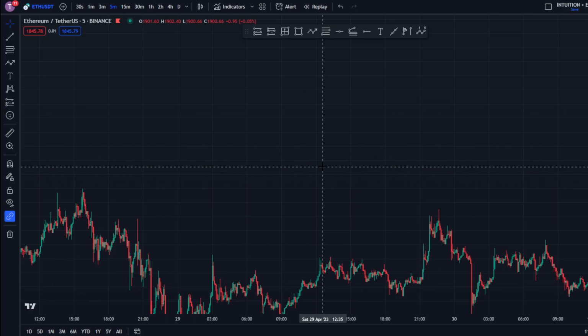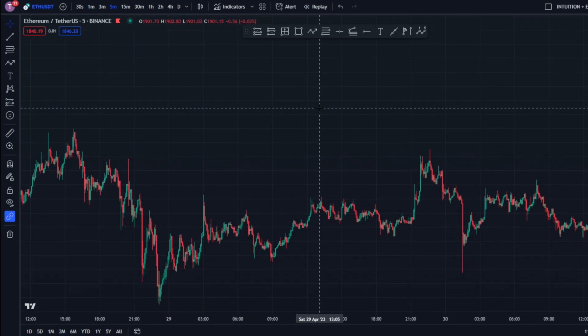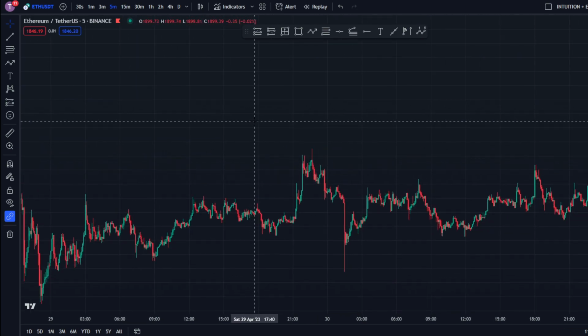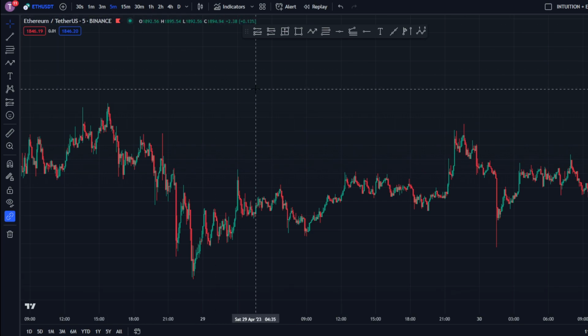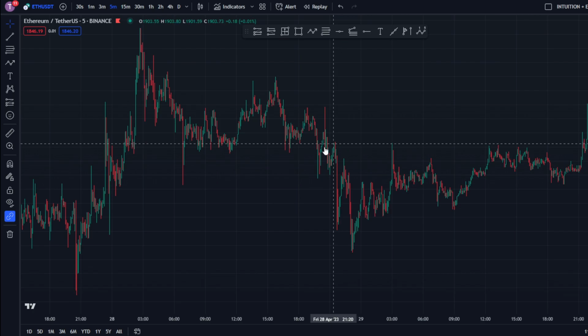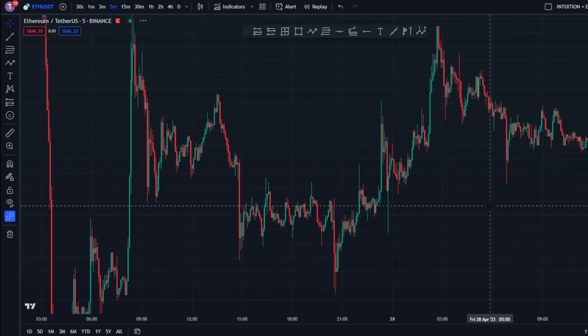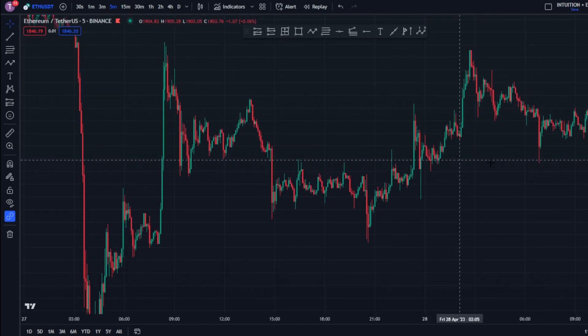Now I'm going to show you guys two different things: how to enter long positions and how to enter short positions. Let me start with how to enter long positions. First up, on the 5-minute time frame, to enter a long position, you want to identify an area where there is a lot of strong previous resistance. So let me see right here.